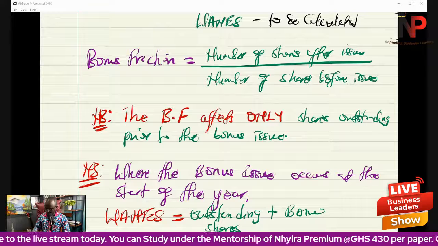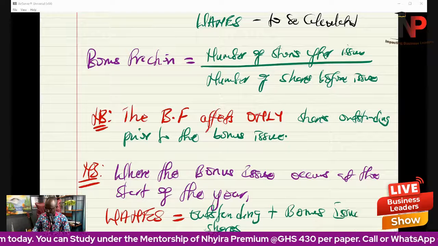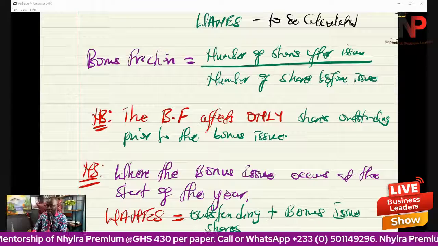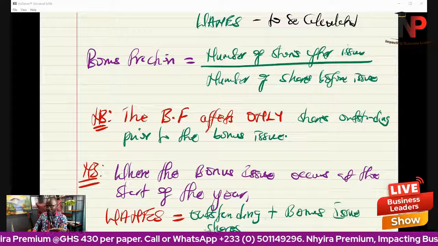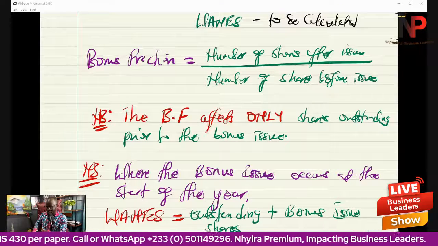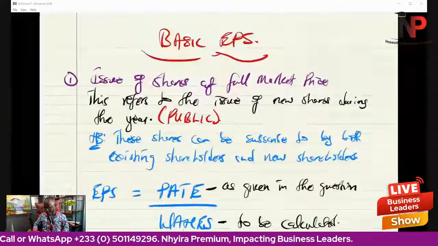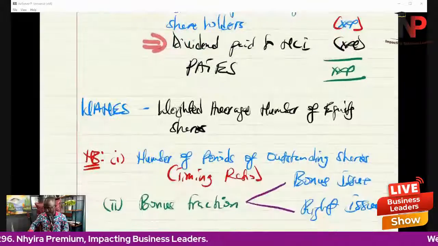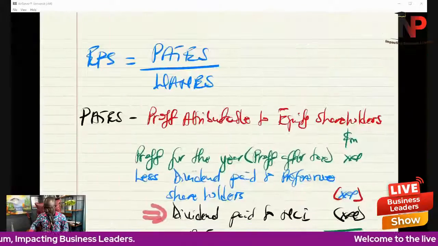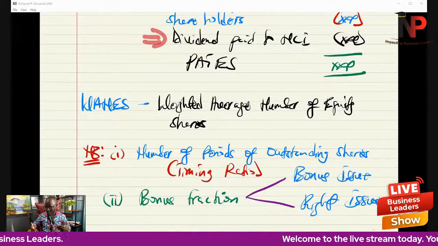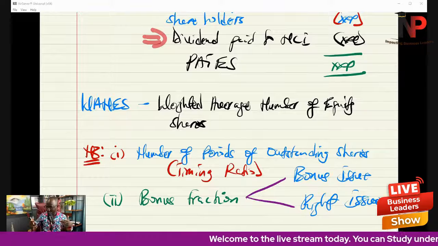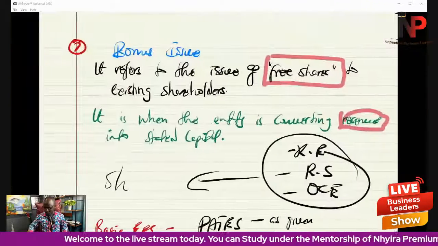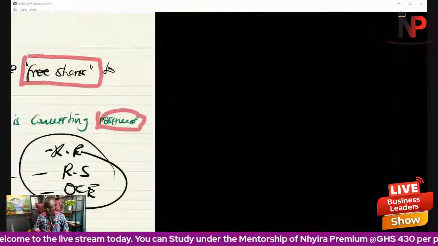Here, you don't do any timing ratio, any number of periods, because it's just occurring at the beginning of the year. But if it doesn't occur at the beginning of the year, then we have to go by the default issue that we mentioned here about weighted average number of equity shares, taking into consideration the timing ratio and the bonus fraction. Any questions, you put it in the chat or the comment section for us.